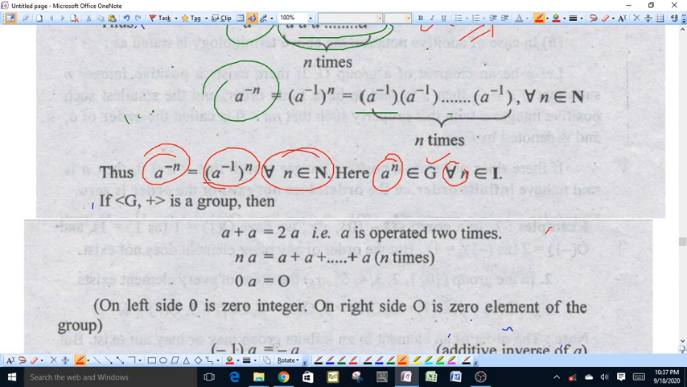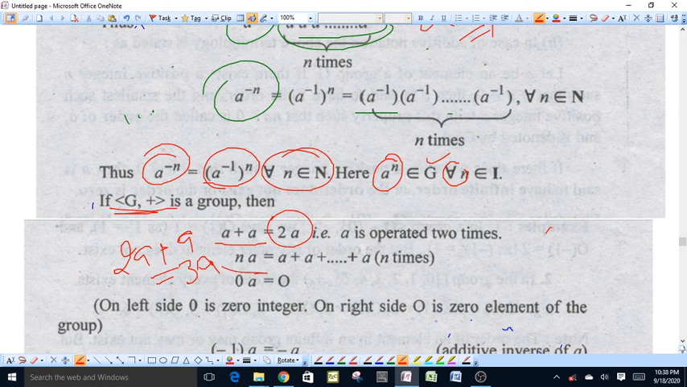For the addition operation, in the group G under addition, A plus A is equal to 2A. This means 2A also belongs to G, because under addition the group is closed. This means A plus A must belong to G. Similarly, if we add 2A plus A, which is equal to 3A, it is also an element of G, and so on.